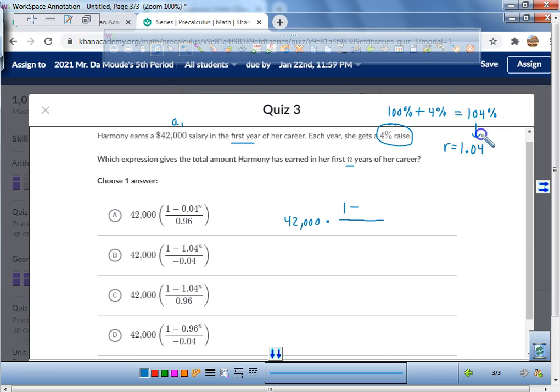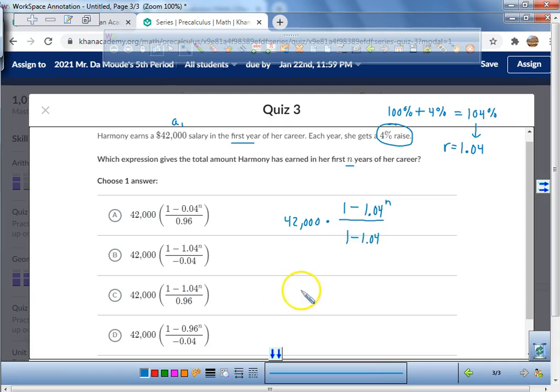Well, what decimal is that? 1.04. So I want to put 1.04 to the power of n. Here I have to do 1 minus 1.04. But what is 1 minus 1.04?